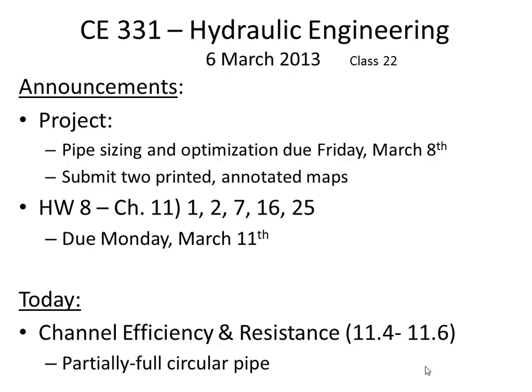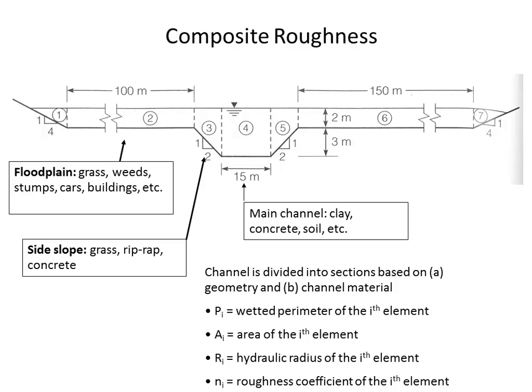We're going to talk more about channel efficiency today and tackle the complex case of a partially full circular pipe. So one of the issues that sometimes comes up when very large flows are encountered in a stream is that the main channel will have one roughness and that the floodplain will have another. And so this is a cross-section that's showing a typical trapezoidal channel here with 2-to-1 side slopes, and it may be that this is just an irrigation canal of some sort.